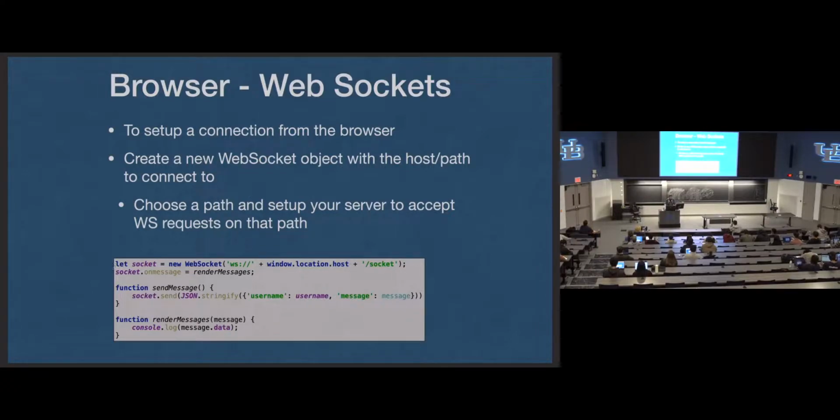On the browser side, this is the code to be able to set up a WebSocket connection. On the browser side, WebSockets are really easy because you're just using your browser. You're saying, hey, browser, I want to send a WebSocket request, and it's going to come up with all the headers, the random key, and all that stuff. To do that, we're going to create a new WebSocket object and store a reference to that socket.